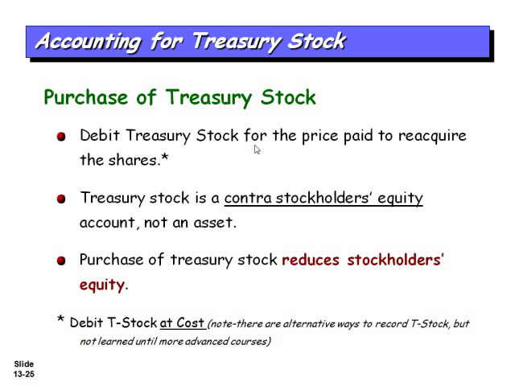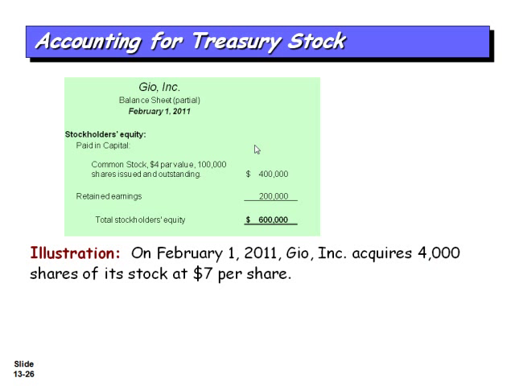We will debit treasury stock at cost. We are using the cost method. There are other methods to record treasury stock, but not usually discussed until intermediate or advanced courses. So let's look at a balance sheet. Here's a company, and I'm making this balance sheet very simple. I'm saying this is Geo Company, or Geo Inc. Paid-in capital consists of common stock, $4 par value, 100,000 shares issued and outstanding. Total balance $400,000. I'm not showing that this company has any additional paid-in capital, just to keep this illustration simple. Retained earnings $200,000, total stockholders' equity $600,000.